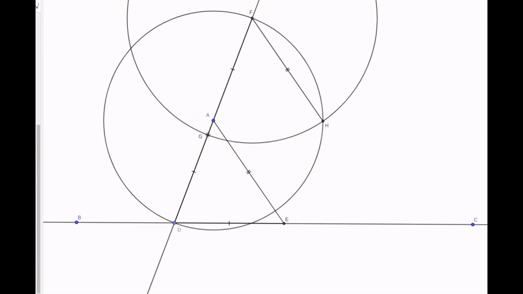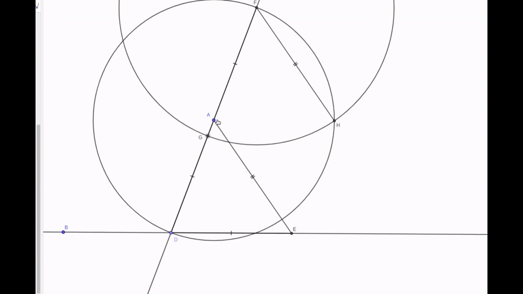And also because H is on the circle centered at A and passing through F and D, it means that our line segment from A to H is going to be congruent to our line segment from A to F and congruent to our line segment from A to D.